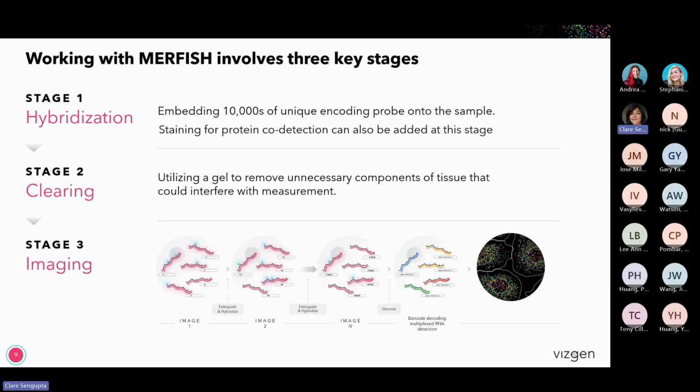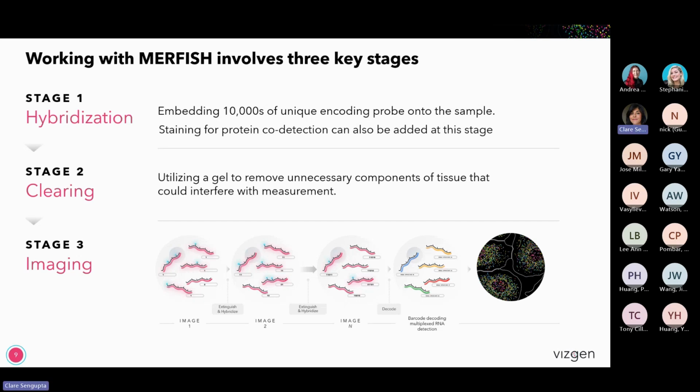The next phase would be clearing of the sample. If you're familiar with other modalities of tissue clearing for microscopy, such as light sheet or multiphoton, this works much the same way. Utilizing a gel, we remove unnecessary components of the tissue that could interfere with the measurement and the clarity of the measurement, reducing background. This allows the instrument to achieve true high resolution with the microscope, and allows us to do single spot detection and quantification.